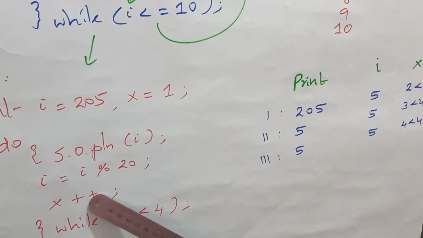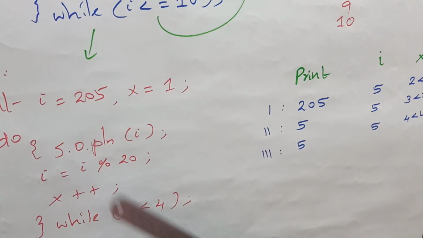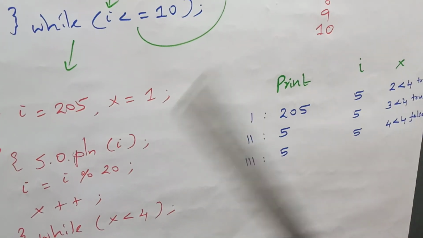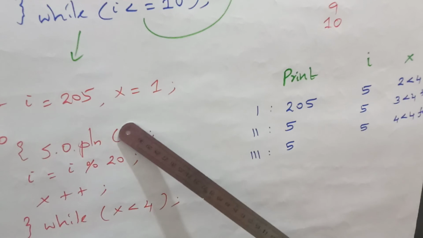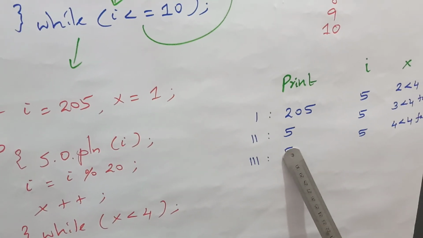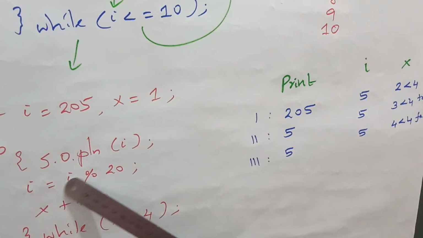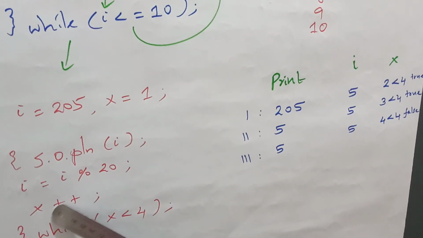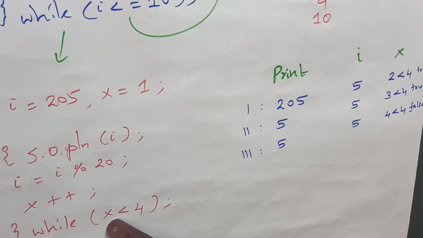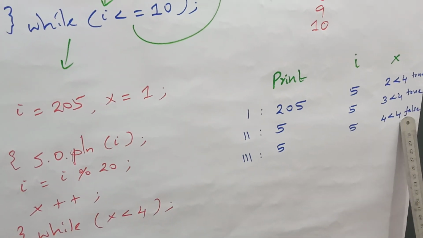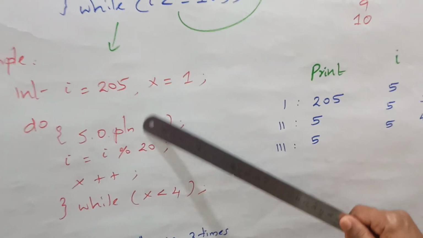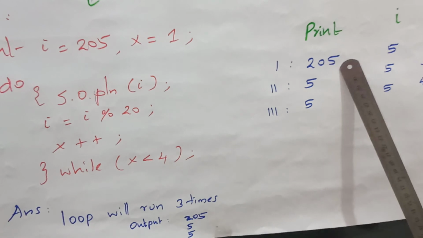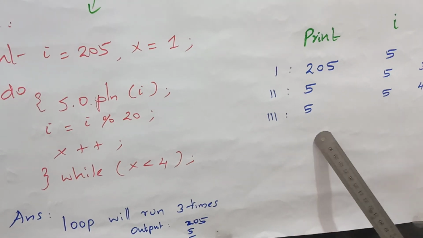Then updation here, now 2 is 3. Now 3 less than 4, true. Then again we have to print i. Now i is again 5. The third time also i will be 5. Then i equal to i mod 20, it will also be 5 only. Then I have to check the condition, now 3 becomes 4. 4 less than 4 will be false. So how many times will this loop run? 3 times. And your output will be 205, 5 and 5.